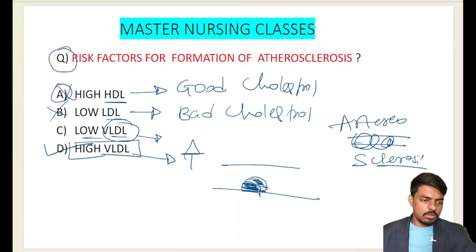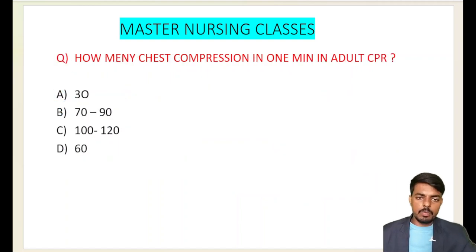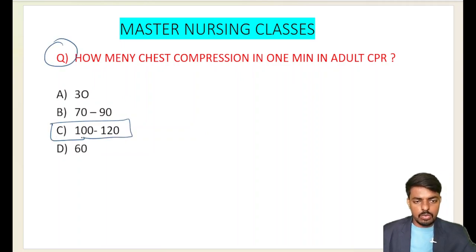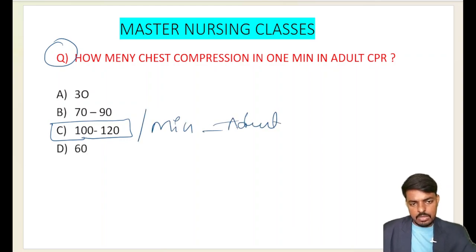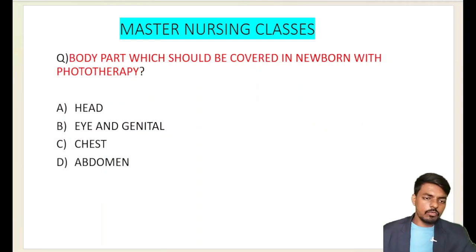Okay, how many chest compressions per minute in adult CPR? If you mentioned your answer as 100 to 120 compressions per minute in adult CPR, your answer is 100% correct. Okay, so let me move to the next question.